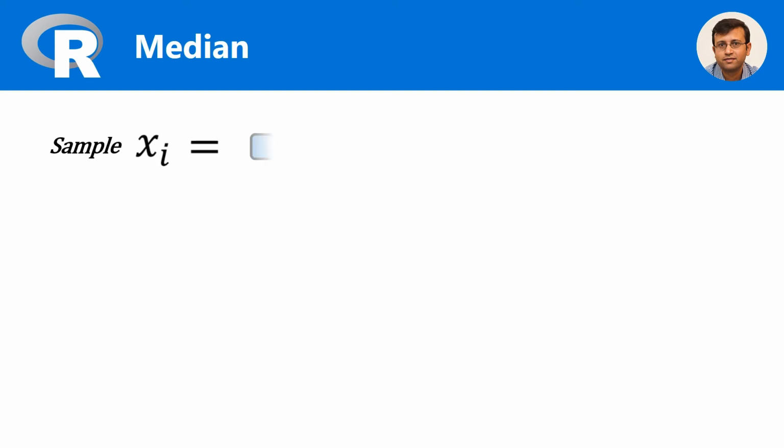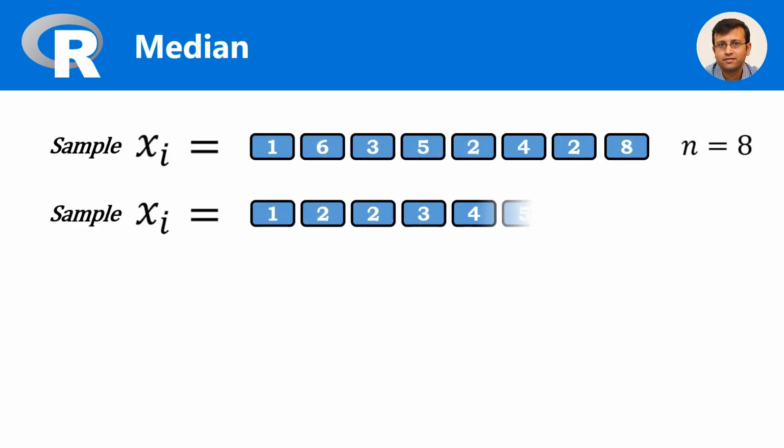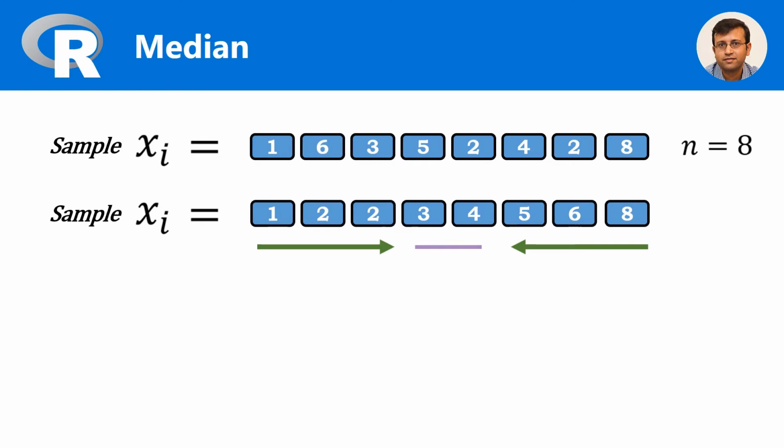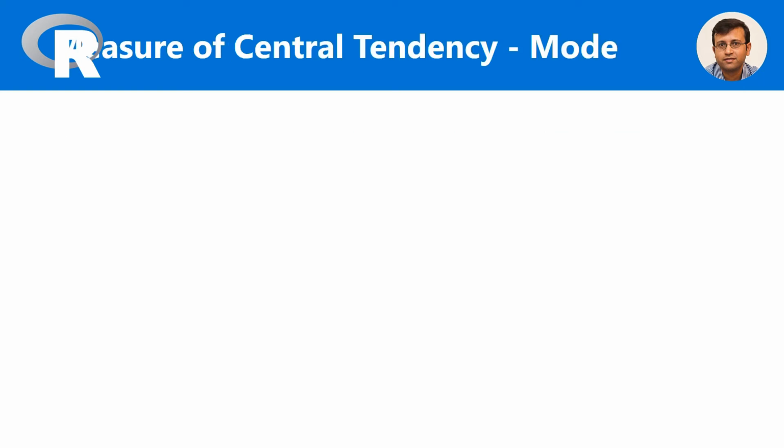Let us consider another example. After sorting the n elements, we get 2 middle values. That is, in this case 3 and 4. So the median in this case will be 3 plus 4, that is 7, divided by 2, and the result is 3.5. Let us now look at another measure of central tendency, that is mode.